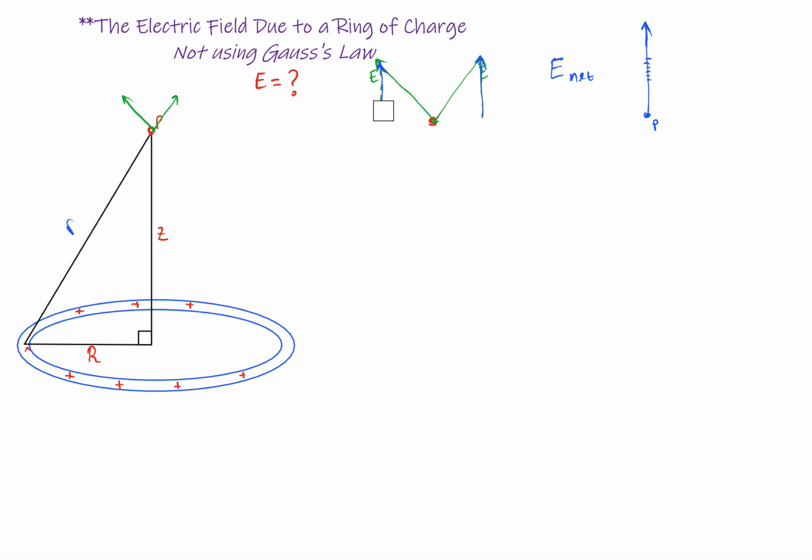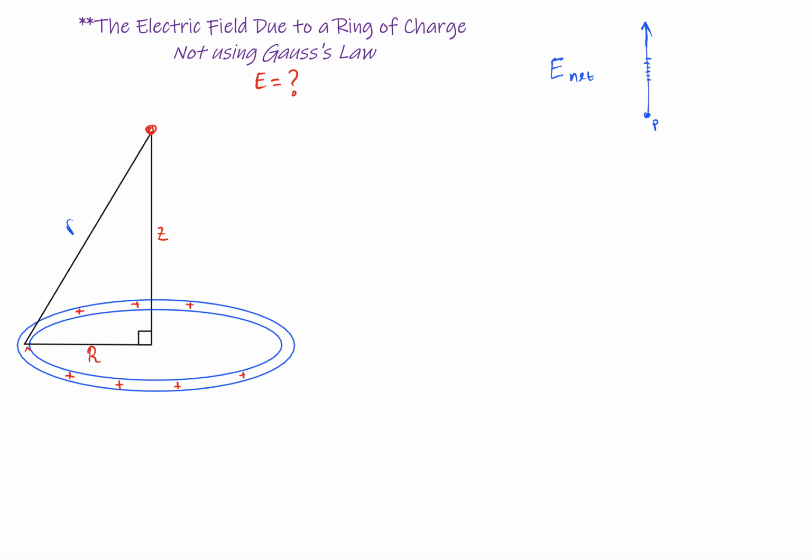So let that sink in, because that's the visual of what we're going to be trying to do here. All right, so at this point, what I need to do is figure out by angles what direction, what trig ratio, that component of the electric field is.